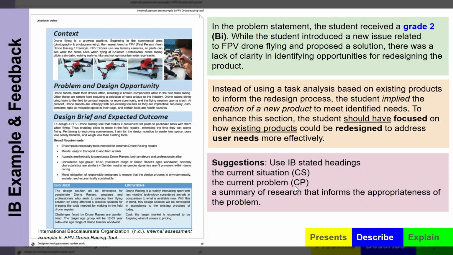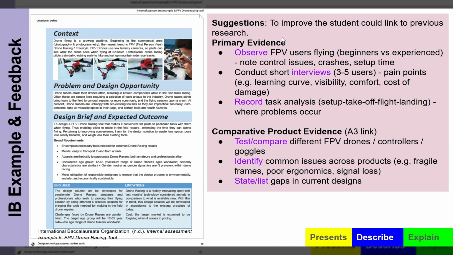guide. And what they could have done is, in their criterion A, they could have had the primary evidence here. So observe FPV users flying, conduct interviews with different people, and that would highlight the pain points, any learning curve, visibility, comfort, cost of damage. For their A2, their storyboard, their task analysis, they could have done a setup, takeoff, flight, landing, and any problems, see patterns that occurred, comparative product evidence.